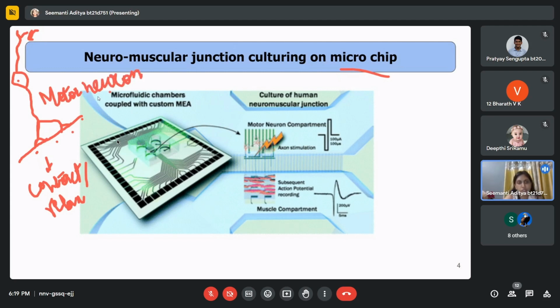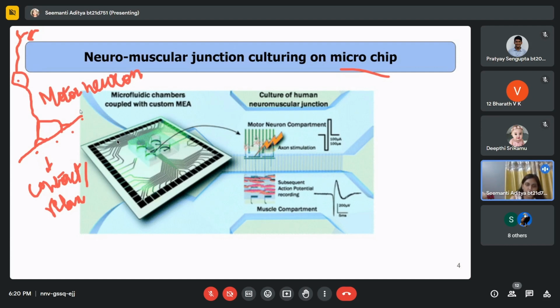to pass their signals. This motor neuron and muscle junction is not very easy to replicate in laboratory conditions, because they are two very different cell types, a neuronal cell type and a muscular cell type. It is not very easy to co-culture them. Both are very difficult to culture.